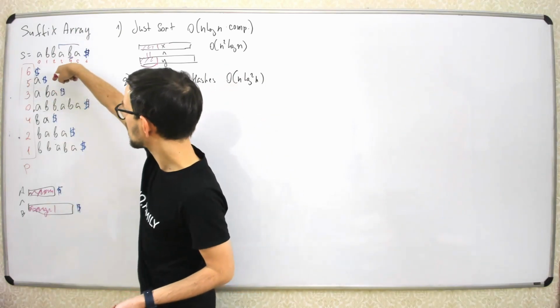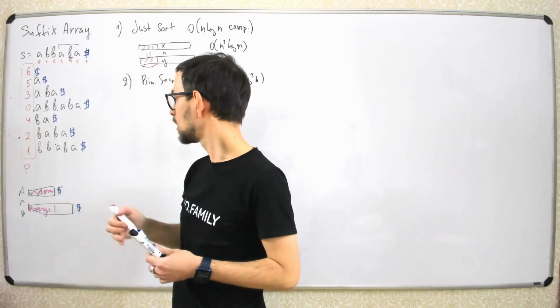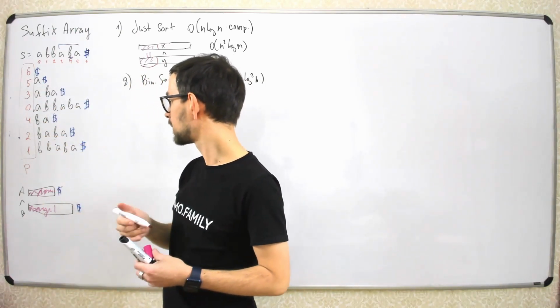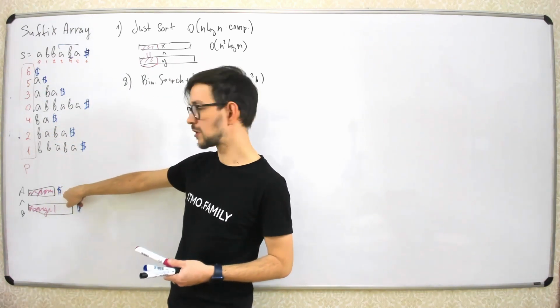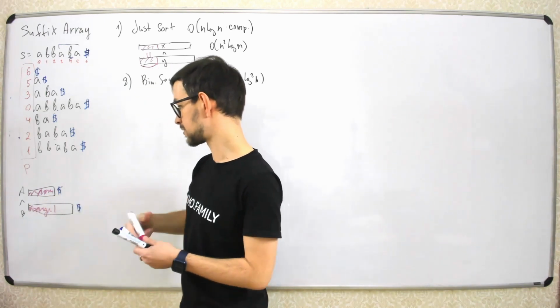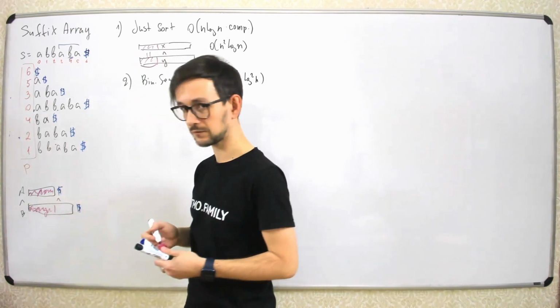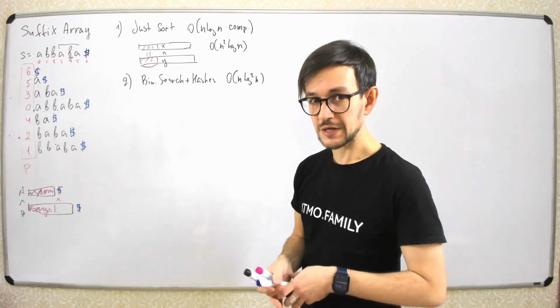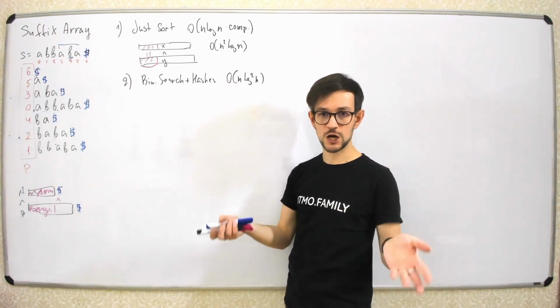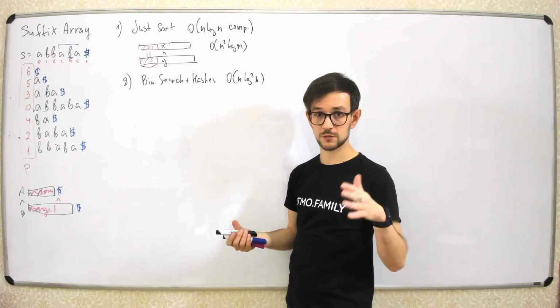Like here, we have A and then ABA. Right? And here BA and then BABA. But if you add this $ sign, it will still be less, because when you go from left to right, you go to this $ sign, and $ will be less than this. So this modification will not change the order of the suffixes. So it's good. Okay.